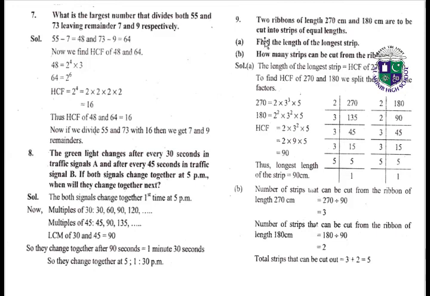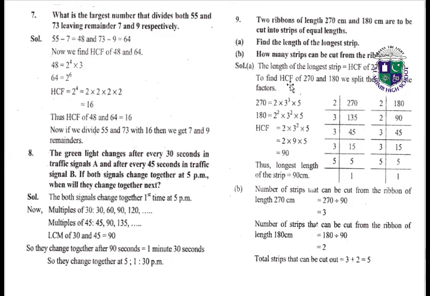Question number 9. Two ribbons of length 270 centimeters and 180 centimeters are to be cut into strips of equal lengths. Find the length of the longest strips. How many strips can be cut from the ribbons? The length of the longest strip is the HCF of 270 and 180.